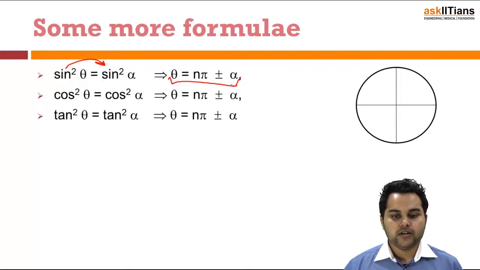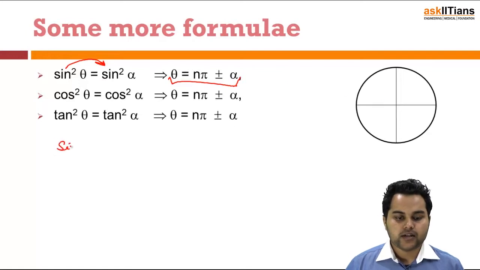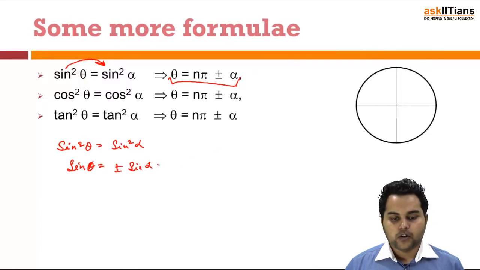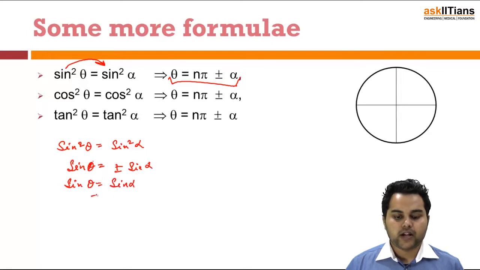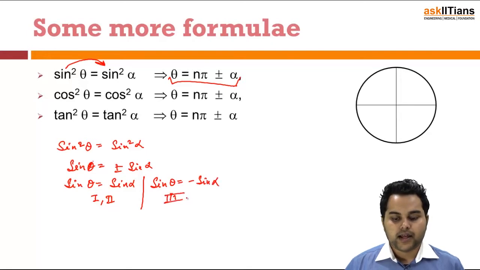Now why plus minus alpha? Because if I break sin square theta is equal to sin square alpha, I would get sin theta is equal to plus minus sin alpha. Now sin theta is equal to sin alpha, as we all know, the solution would lie in first and second quadrant, because sin is positive in first and second quadrant, whereas for sin theta is equal to minus sin alpha, the solution set can lie in third or fourth quadrant, because sin is negative in third and fourth quadrant. So simultaneously I will have two solutions.